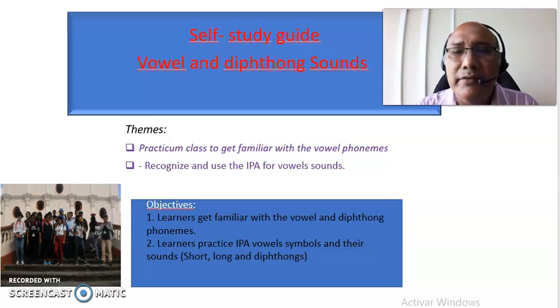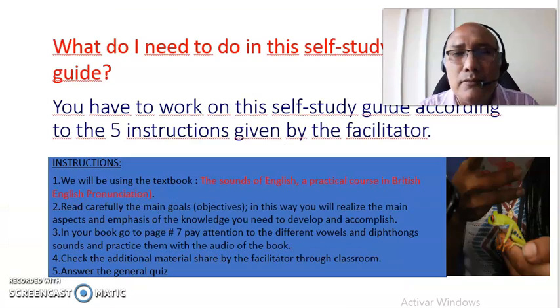The main objective of this guide is, number one, learners get familiar with the vowels and diphthong phonemes, and number two, learners practice IPA vowel symbols and their sounds: short, long, and diphthongs. This is very important to know because this is what you need to achieve when you study this guide and do all the different activities.